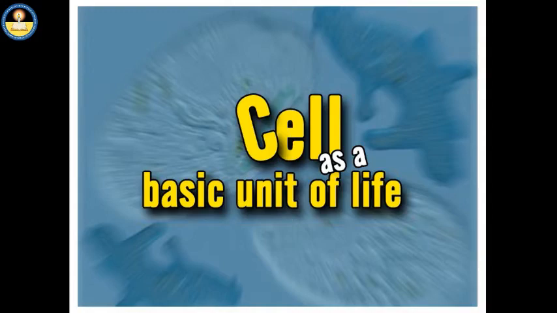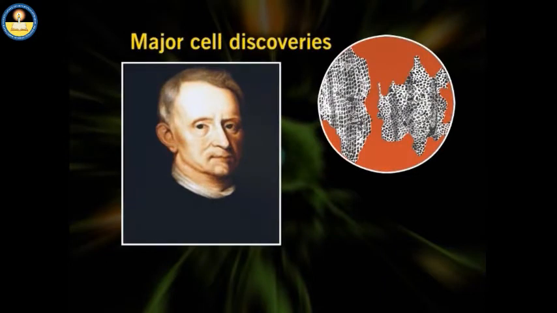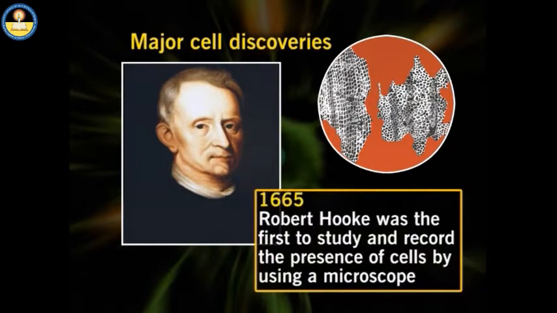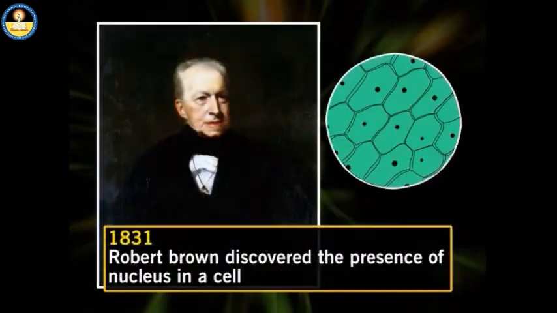Cell as a basic unit of life. Cells are the basic unit of all living things. Robert Hooke, in 1665, was the first to study and record cells by using a microscope. Robert Brown, in 1831, discovered the presence of nucleus in a cell.